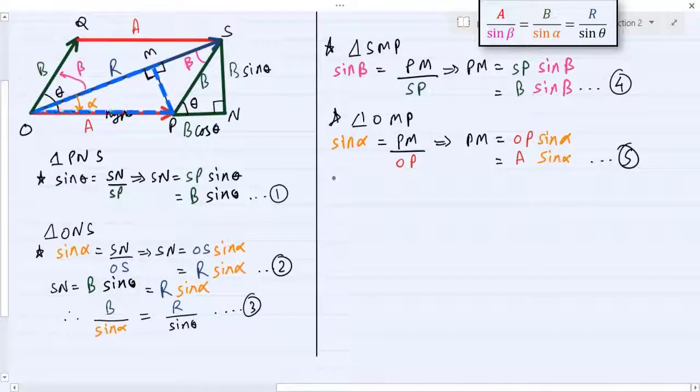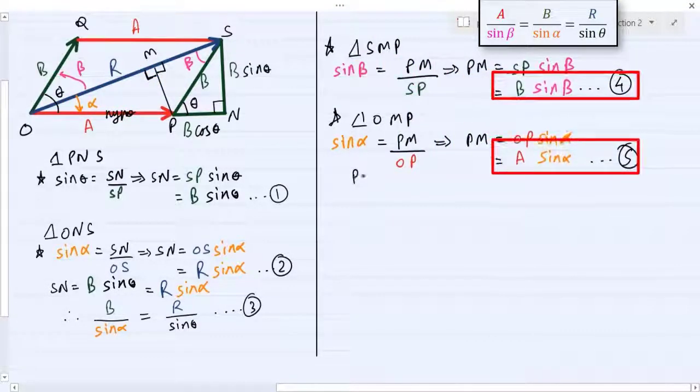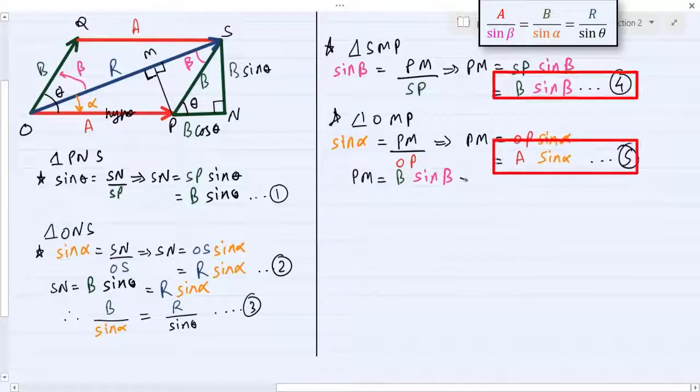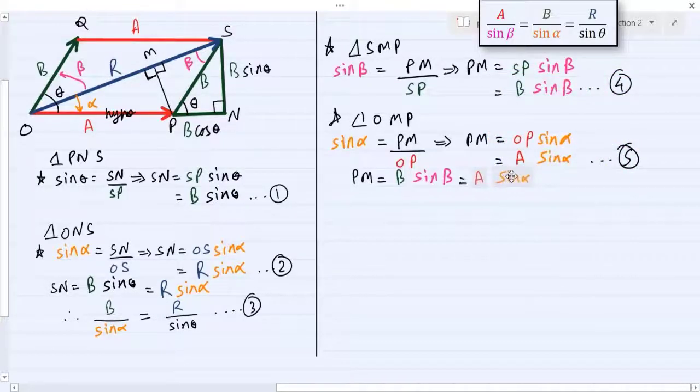Now, by comparing equation number 4 and 5, we can say PM is equal to B sine beta as well as A sine alpha. So we can say B sine beta is also equal to A sine alpha. So here we'll get B upon sine alpha is equal to A upon sine beta. Let's call it equation number 6.